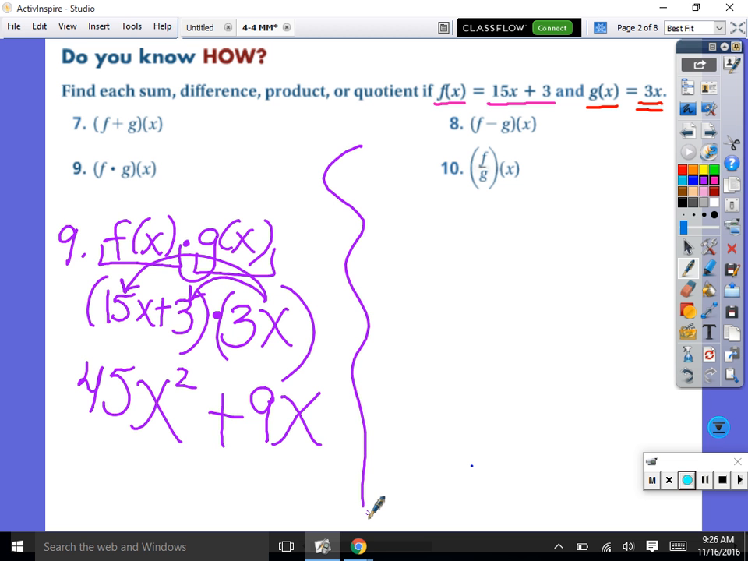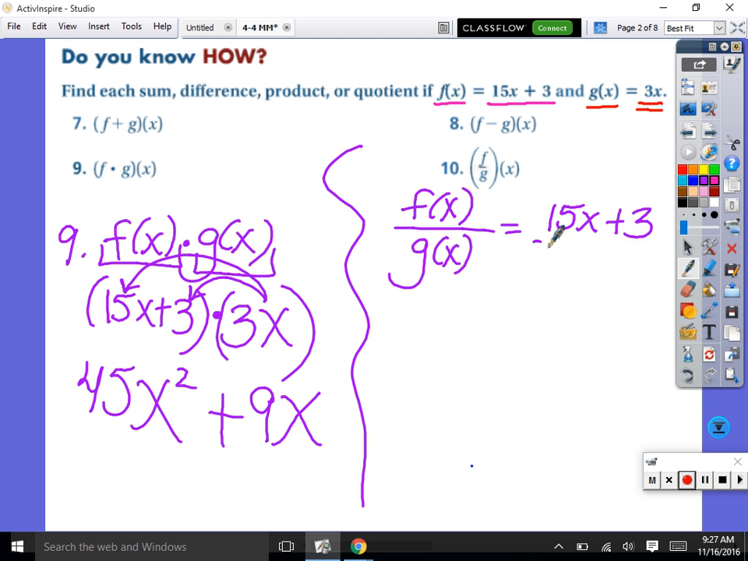Okay, let's do f of x divided by g of x. This one's actually one of the easier ones for the most part because there's not really any simplification involved in secondary 2. So f of x on top will be 15x plus 3. Oh, this one does simplify. Over g of x, which is 3x. So that is our answer, almost, we just got to simplify it if possible.